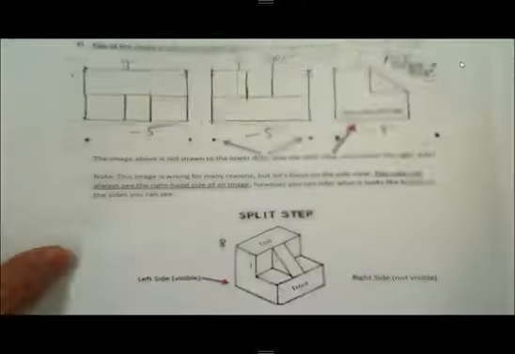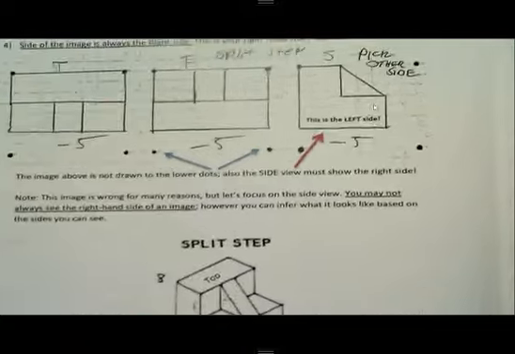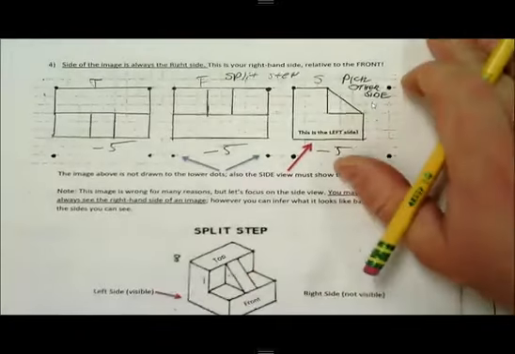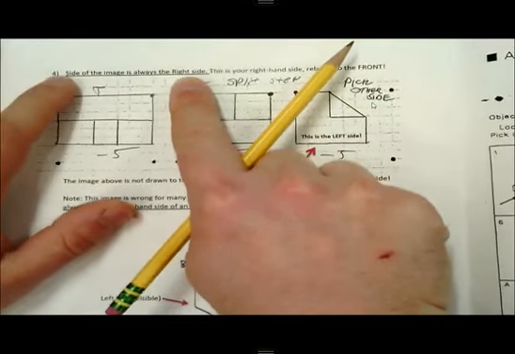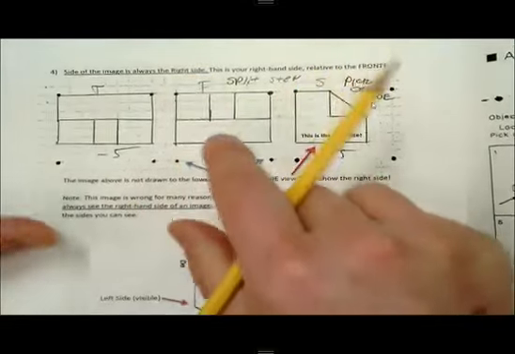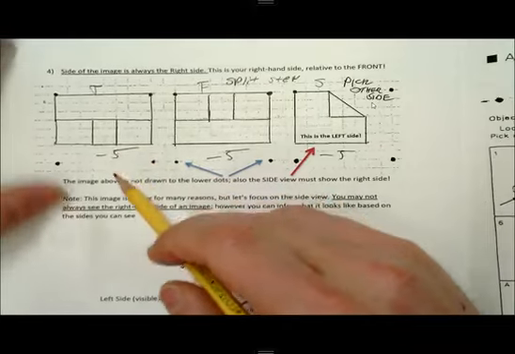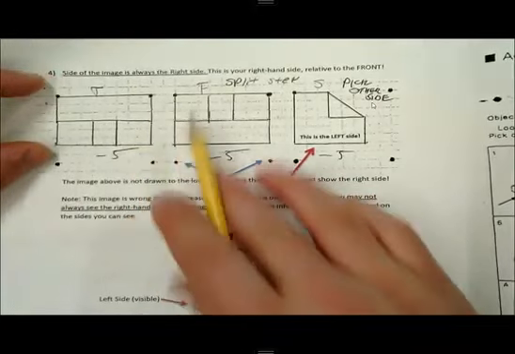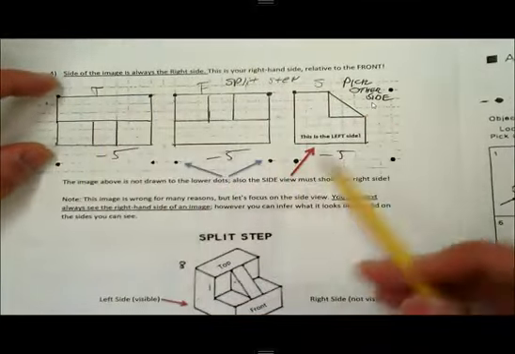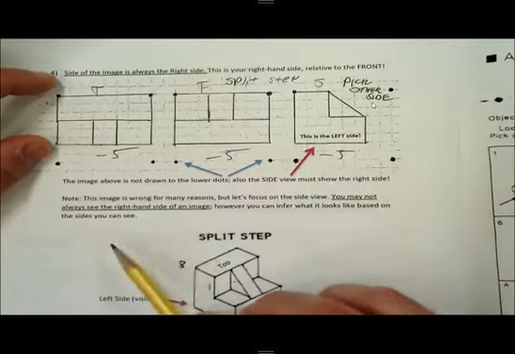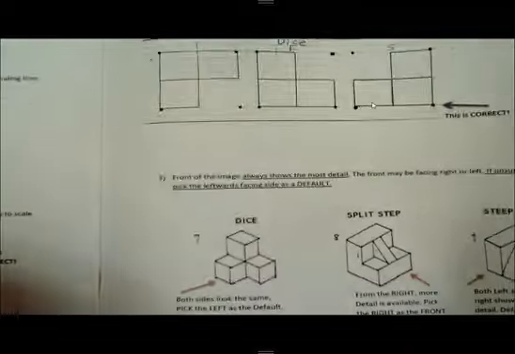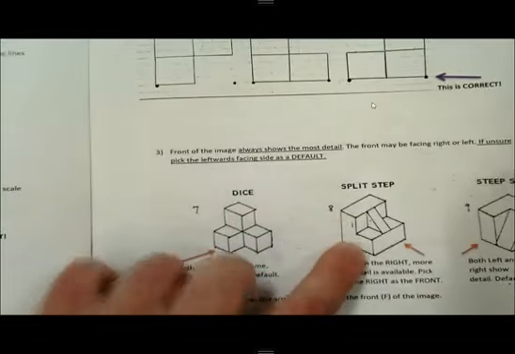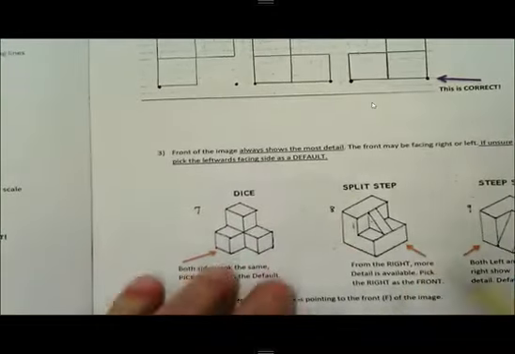I also have this right here is the split step. So when we do the side of an image, we always show the right side. That's just how it works. The top, front, and right side. That doesn't change. When we look at the split step, and this one's hurting in a lot of different areas, but this is the left side of the split step. A lot of students, what they'll do is they'll show me the left side of the split step. So they'll say, "Oh, the side. You mean this is the side view now? Because you said this is the front." No, no, no, no, no. We got to show the right side of the image.